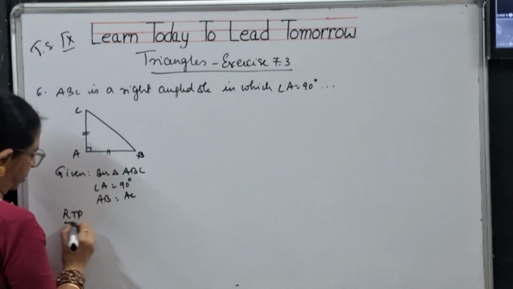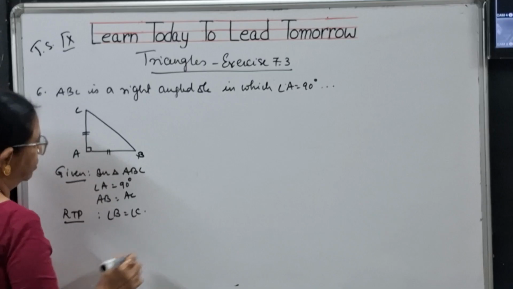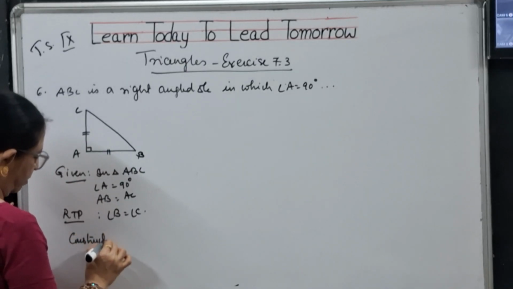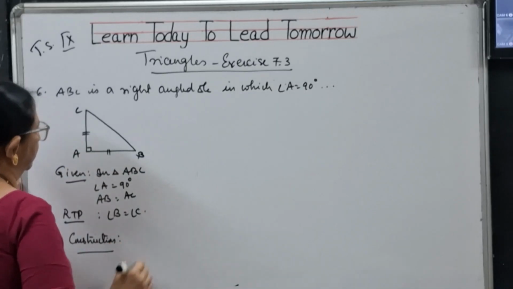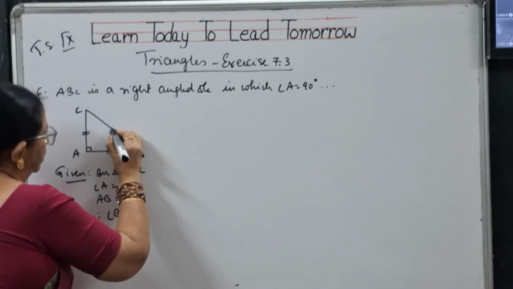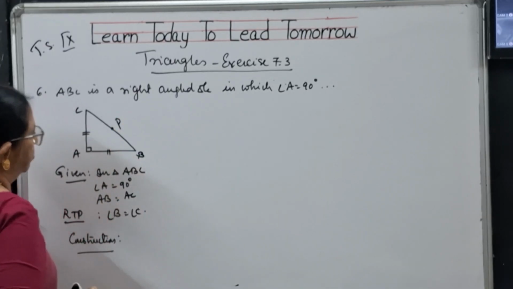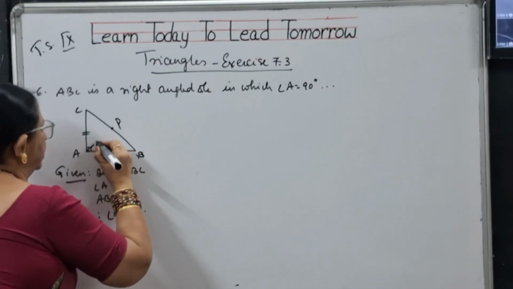What is RTP? What we need to prove? Angle B is equal to angle C. Let us take a construction. Construction is, you can take a point here at BC. Let P be the midpoint of BC and join AP.